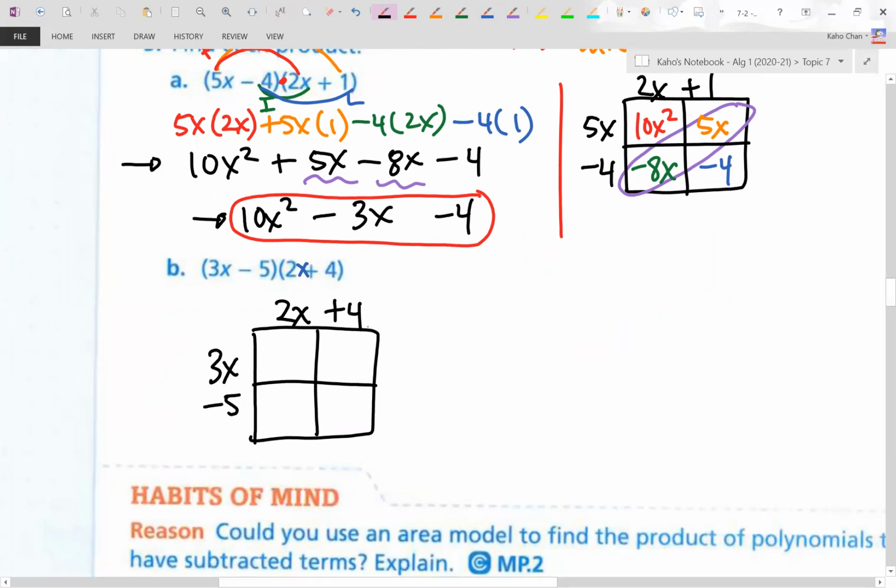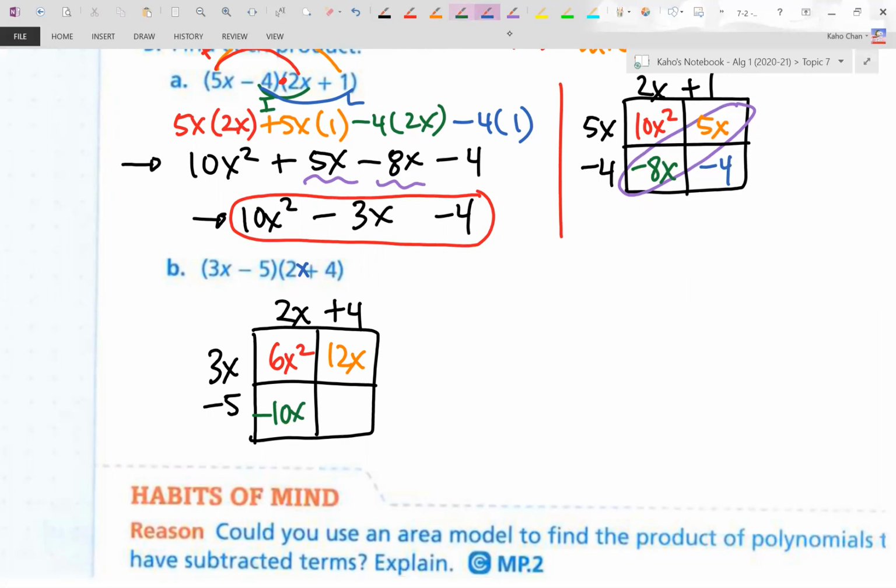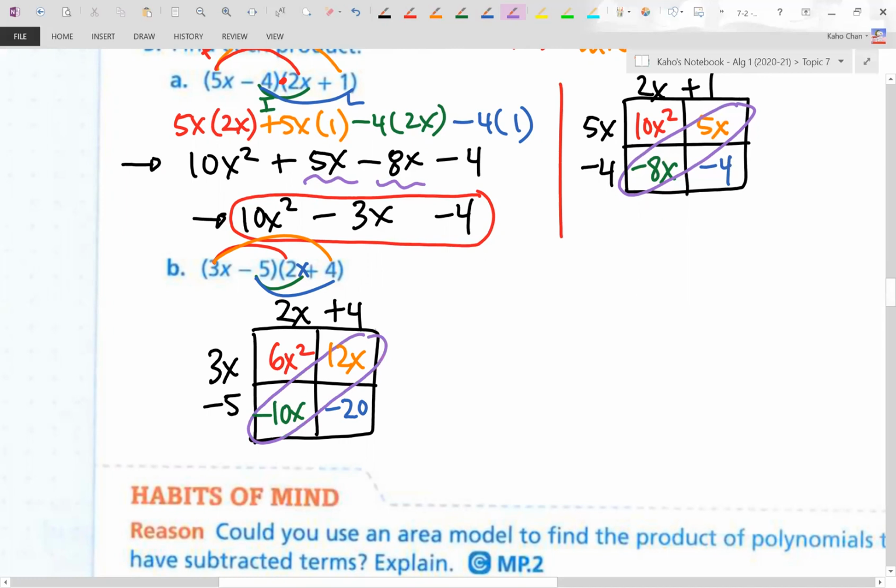All right, first terms, 3x times 2x is 6x squared. Outer terms, 3x times 4 is 12x. Inner terms, negative 5 times 2x is negative 10x. And last terms, of course, negative 5 times 4 is negative 20. So I'm just going to color code this just to show you. I'm not going to actually rewrite that again, but that's what we just did in the box. The inner and the outer terms happen to have the same variable x, and those can be combined together. But we have our final answer here, 6x squared. We have negative 10 plus 12 is plus 2x, and then minus 20.